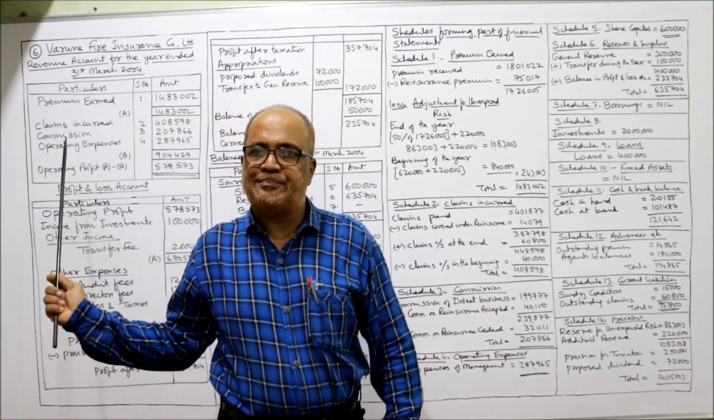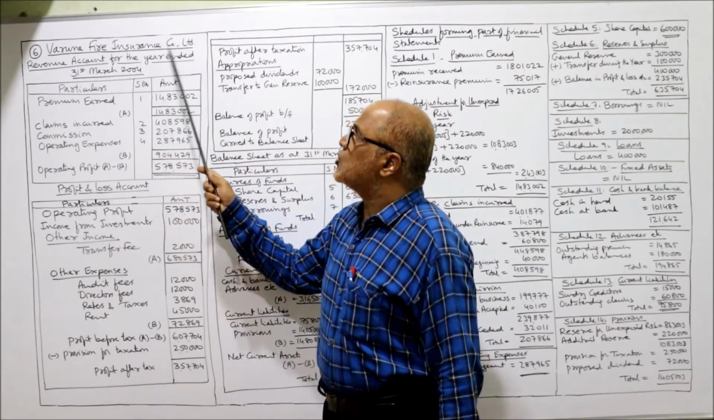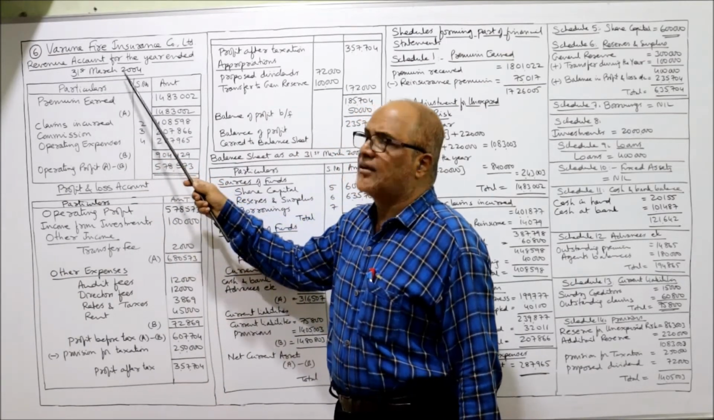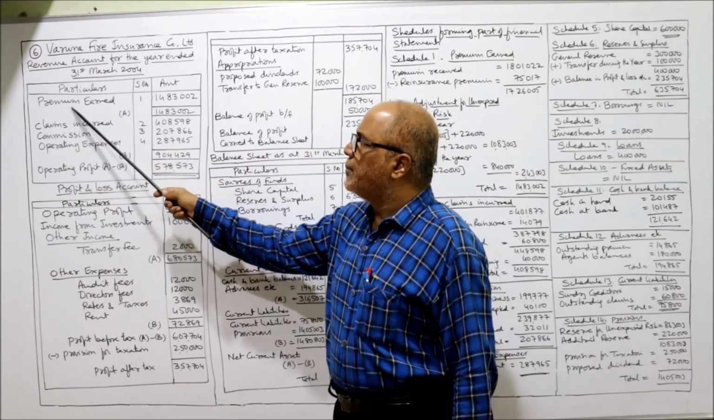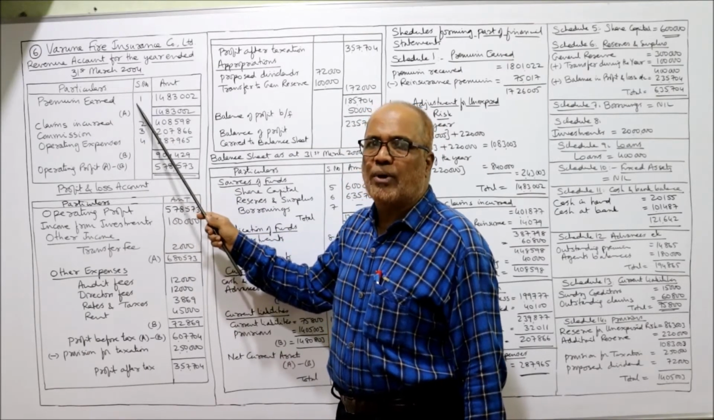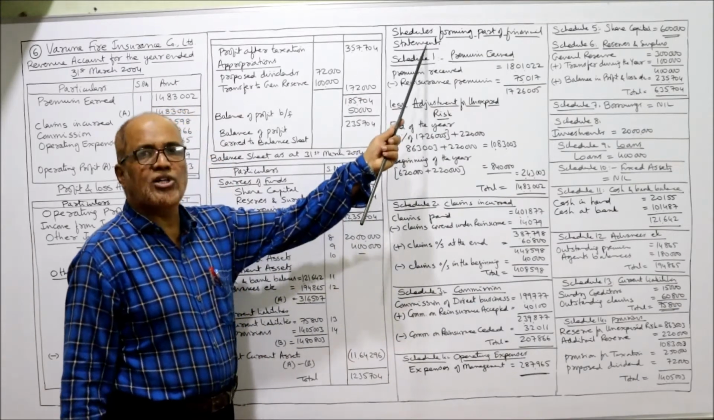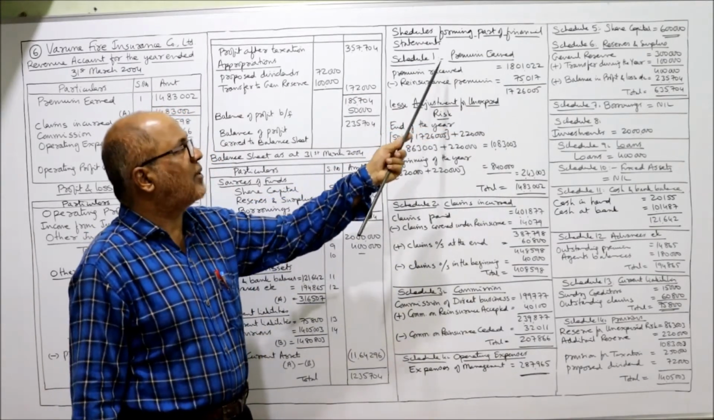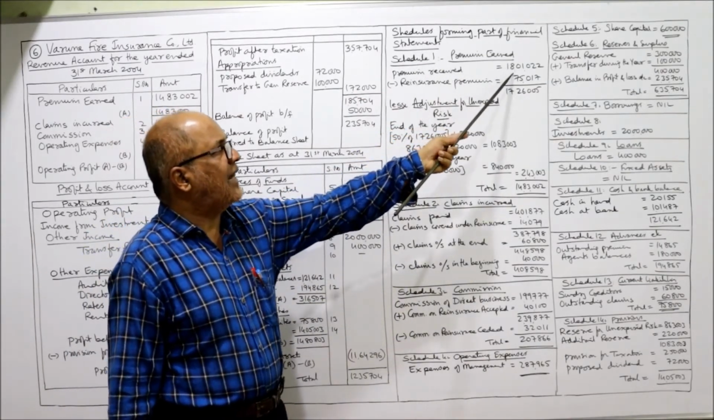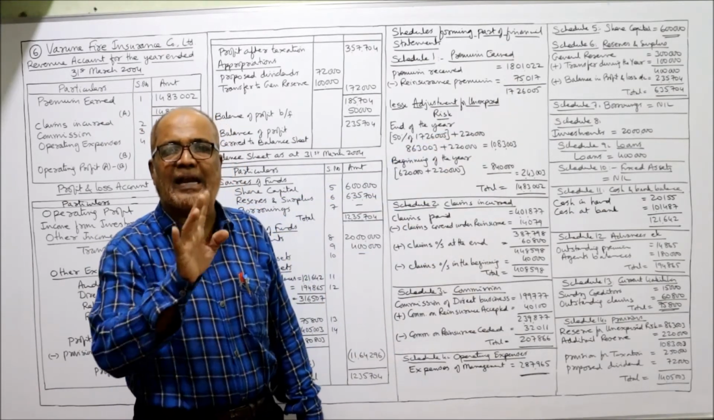Now the solution. Varuna Fire Insurance Company Limited, revenue account for the year ended 31st March 2004. Premium earned, schedule number 1. Now what is the breakup of schedule number 1? See here, schedules forming part of financial statements. Schedule number 1, premium. Premium received 18,01,022, given in the trial balance.